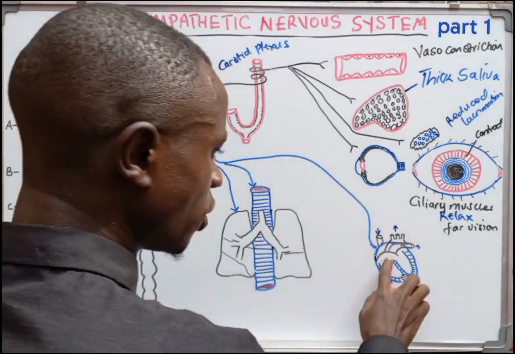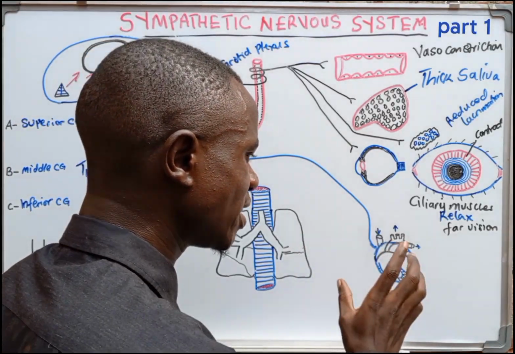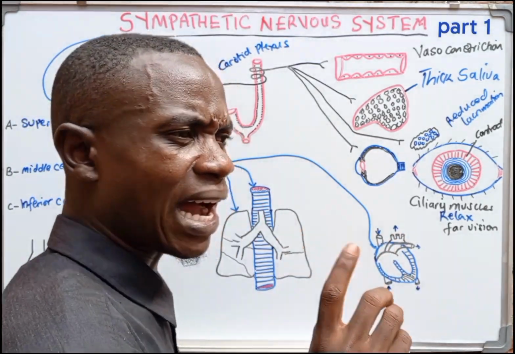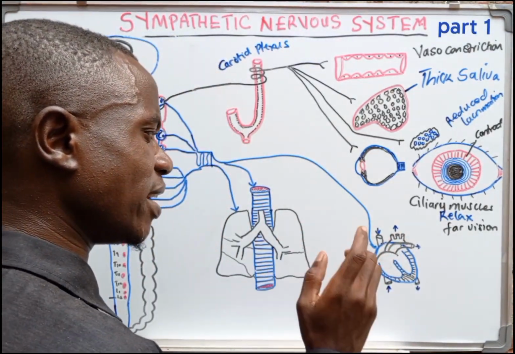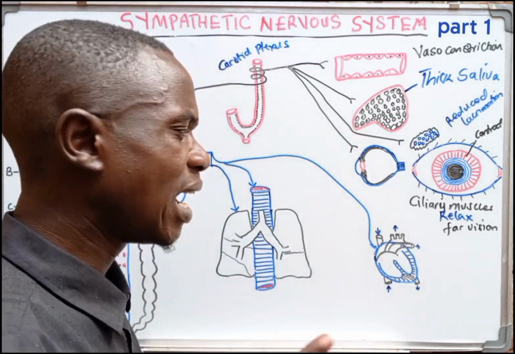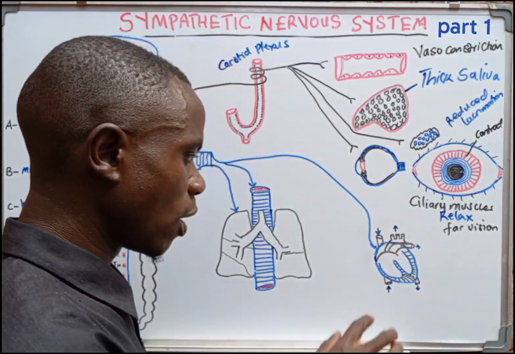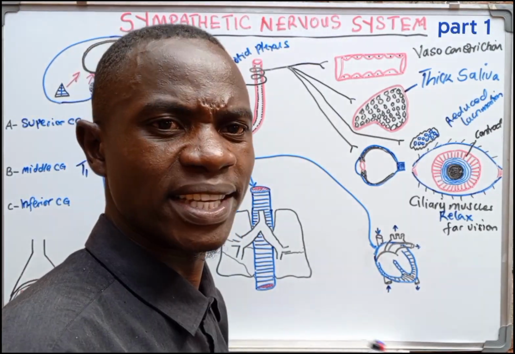Now, starting with the heart. These postganglionic motor fibers are going to release norepinephrine. And where is norepinephrine going to bind? It's going to bind on beta-1 adrenergic receptors. And what's going to happen? We have a pacemaker, which we call the SA node.